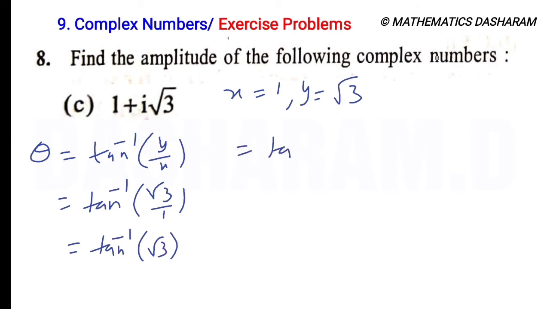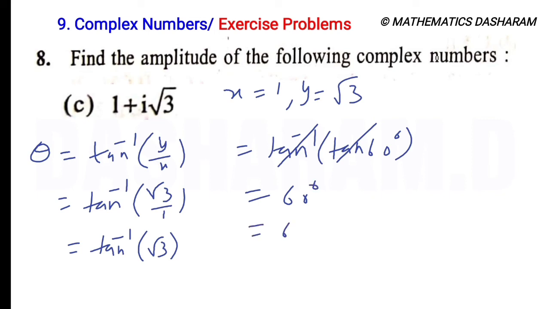Now it is equal to tan inverse root 3, which can be written as tan inverse tan 60 degrees. Tan inverse and tan cancel, so we get 60. Now 60 multiplied by pi by 180. Here the zeros cancel, 6 ones are 6, 6 threes are 18, so it is equal to pi by 3 radians.